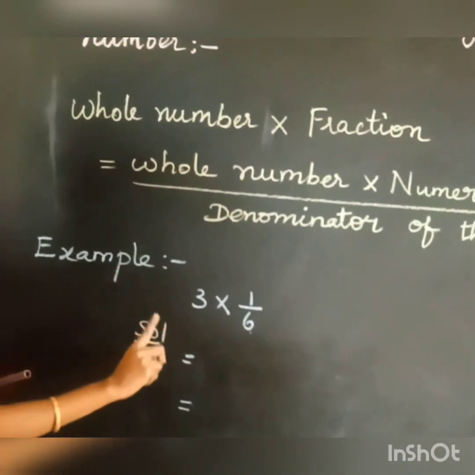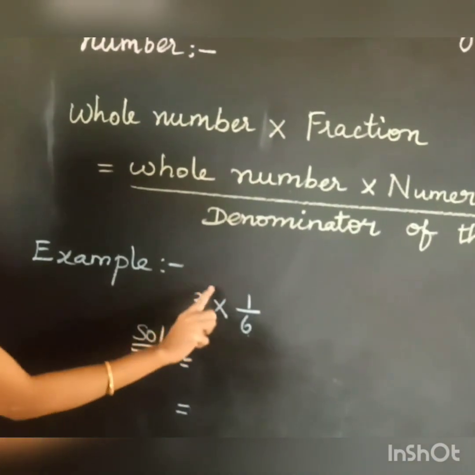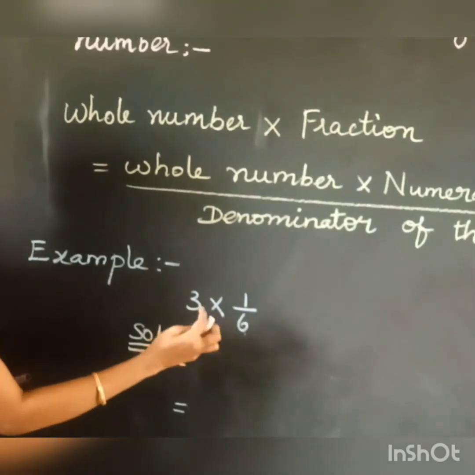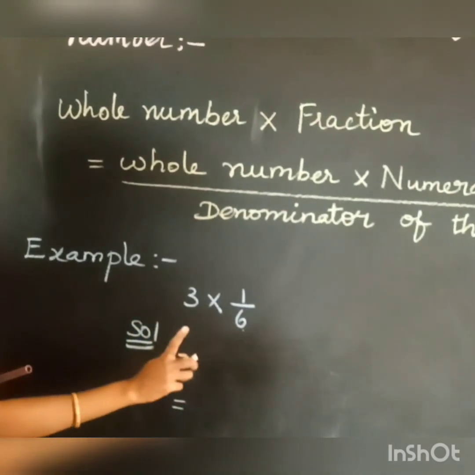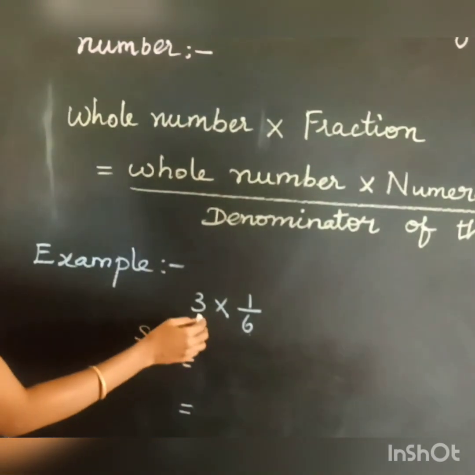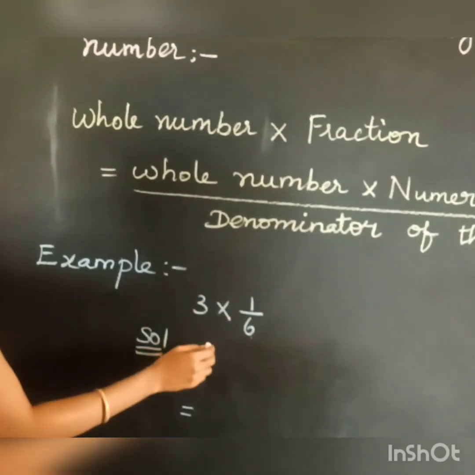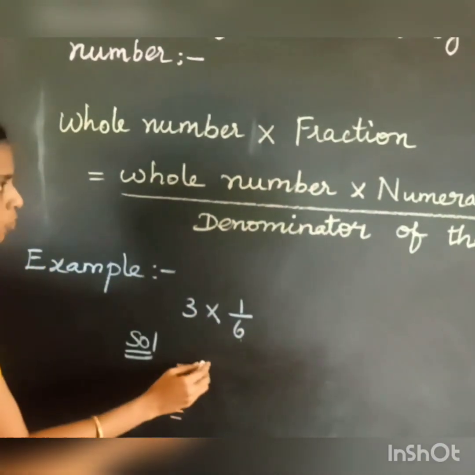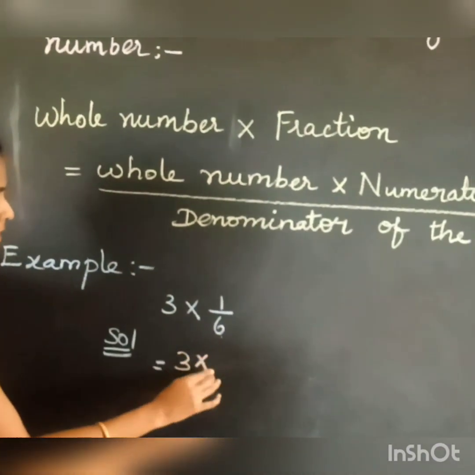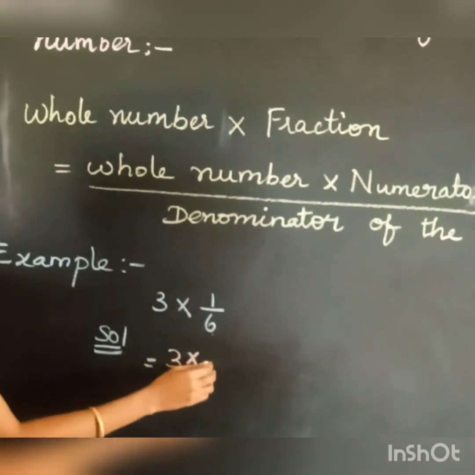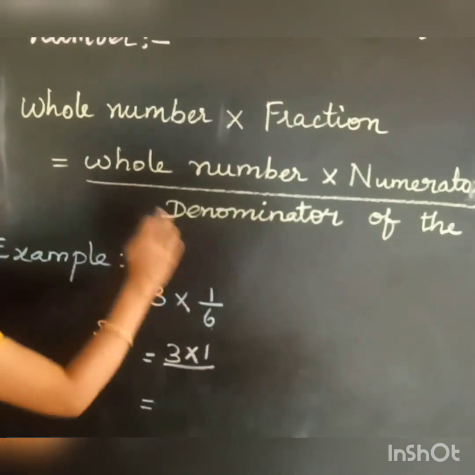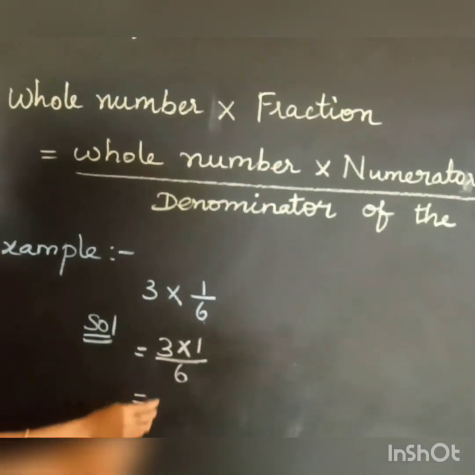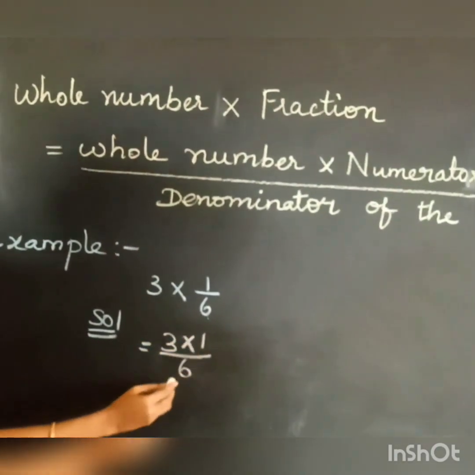Don't confuse, it is not a mixed fraction. This is whole number into fraction, the multiplicative operator. That means you have to multiply the numbers. Okay students? Then you apply this formula, whole number into fraction. What is the whole number? 3. What is the fraction? Numerator 1 divided by denominator 6, which is equal to 1 3s are 3 divided by 6.